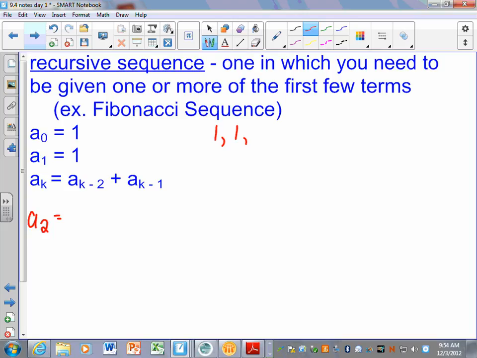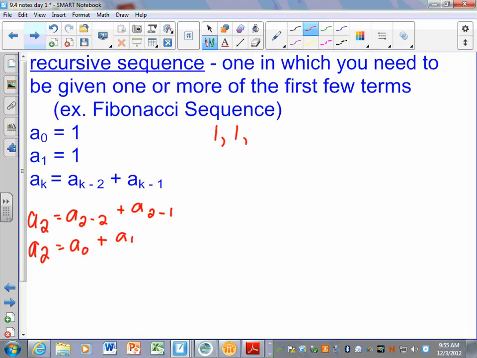So notice I'm plugging in 2 for k. What's going to happen here if I plug in 2 for k? I'll just show my work here. I would get a sub 2 minus 2 plus a sub 2 minus 1. You with me on that? I'm just plugging in 2 for k. And I'm going to simplify this. 2 minus 2 would be a sub 0 plus a sub 1.